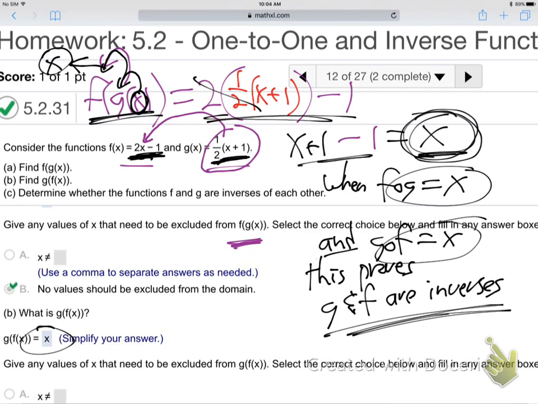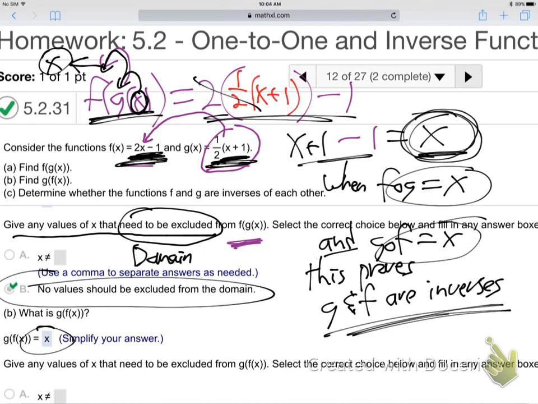And now and then they ask you about the domain. They say here, give any values that need to be excluded. What does that mean? Need to be excluded. Domain. Remember, that's what domain is: what you can't put in, like tinfoil into the microwave. Well, does this one have any domain issues? Are there any denominators or any square roots? No. So no values are excluded. The domain's all reals. Nothing is not allowed. Everything's allowed, right? Because there are no denominators. All right, we good?